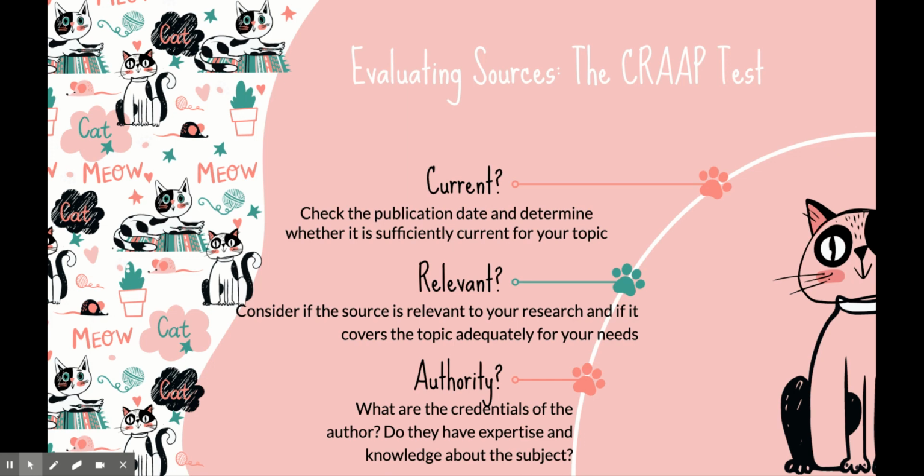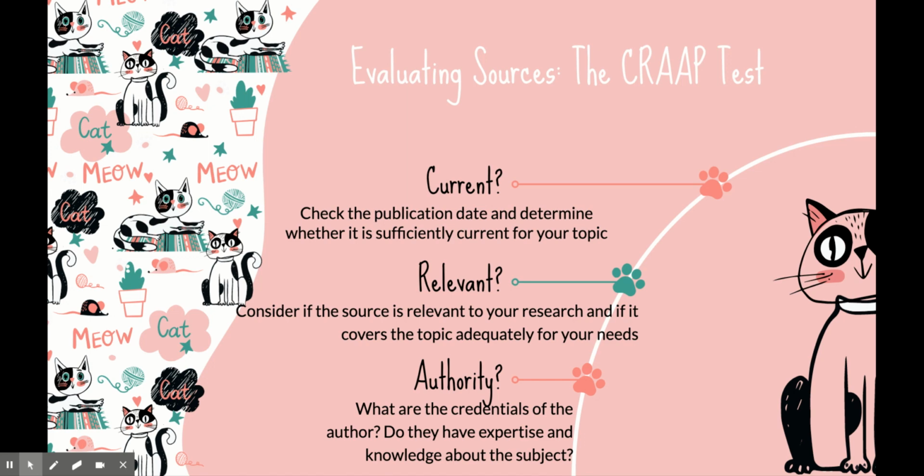Okay, check the publication date and determine whether it is sufficiently current for your topic. It really depends. It depends on your topic and how current it needs to be. Some of your topics have things that change constantly or ideas that change constantly. Is this outdated information? You need to check that. Okay. Is it relevant? Is this source relevant to your research? If it covers the topic adequately for your needs?